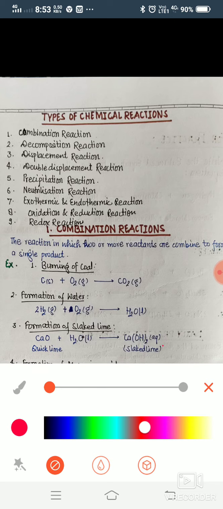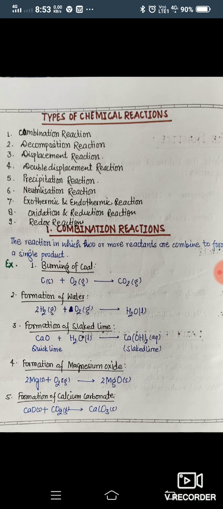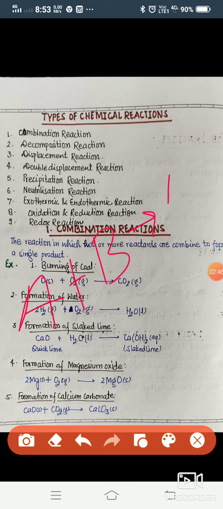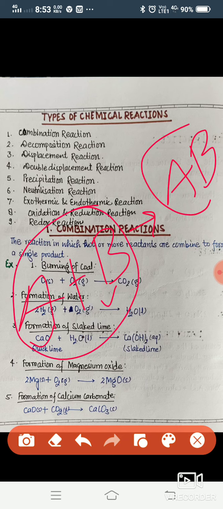Okay, if we write a general combination reaction, here A plus B react to form AB. So this is the combination reaction. It means two reactants combine to form a single product, called a combination reaction. Got it?